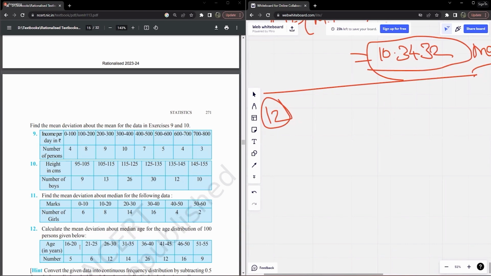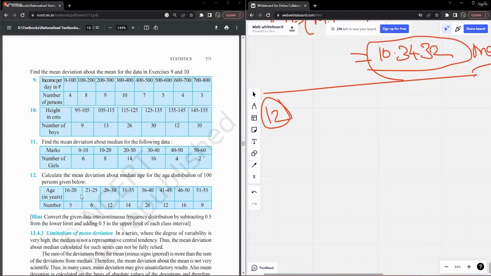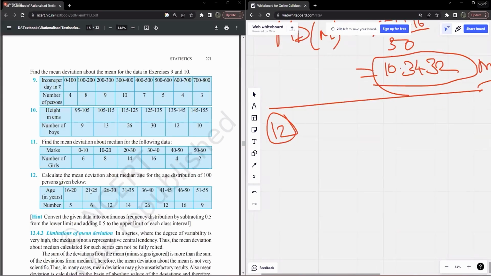Then you have the hint, which is to convert the given data into continuous frequency distribution by subtracting 0.5 from the lower limit and adding 0.5 to the upper limit of each class. And if your class intervals are not separated by 1, but they're separated by 2 or something more, then what you do is you add the upper limit of one class and the lower limit of the other class and divide it by 2. Basically take the mean of this and this, and then add that to this, subtract that from this, and so on and so forth for all the classes. That's something you do when faced with such kinds of situations.